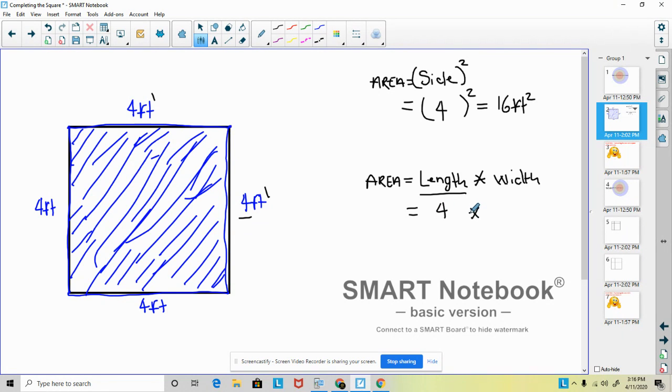So first of all, the length of this square is 4, which means my width should also be 4 because the sides are equal in a square. I multiply them together and I also get 16 feet squared. So you can see that using this formula, length times width or side squared, still gives you the same thing: the area of 16 feet squared.